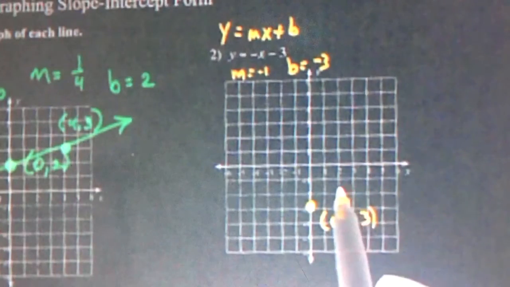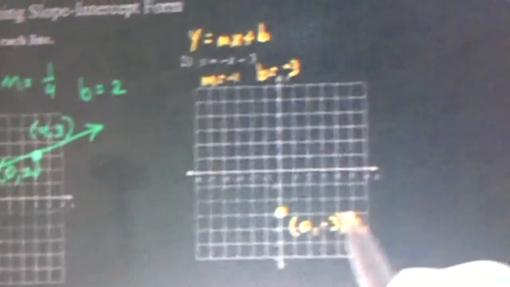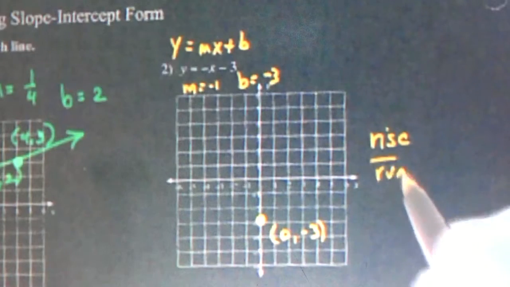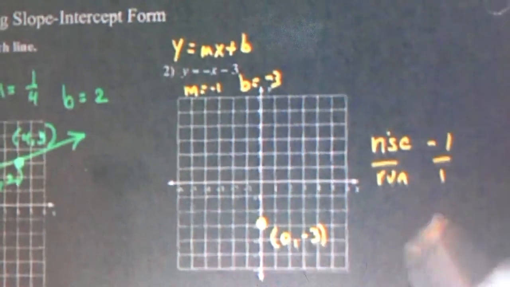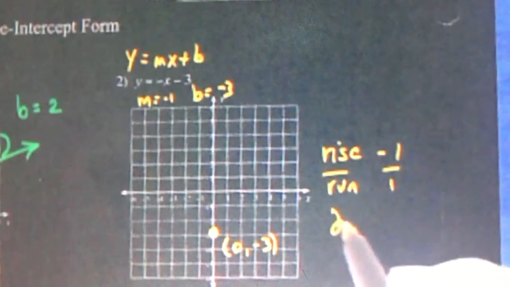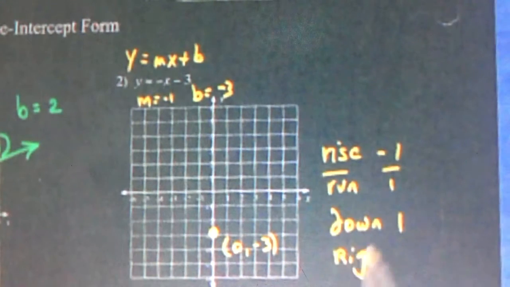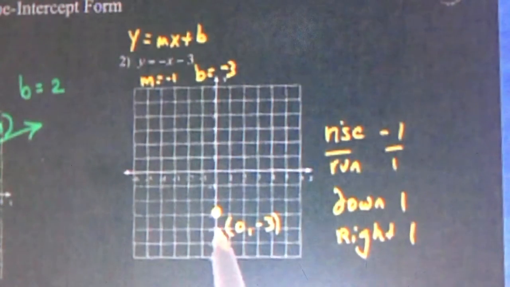And now we've got a slope of negative 1. So what does that mean? Rise over run. Let's check it out. Rise over run. Negative 1 over 1. And what does that mean? Negative 1 means down 1 and right 1. Make sense? And here we go. Let's look at it on the graph. Down 1 and to the right 1.